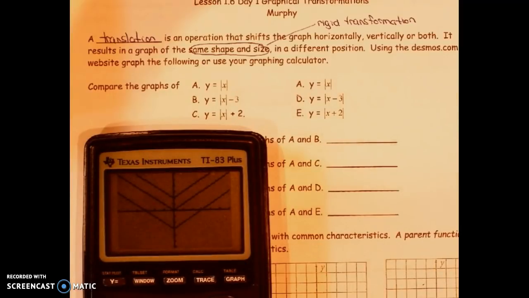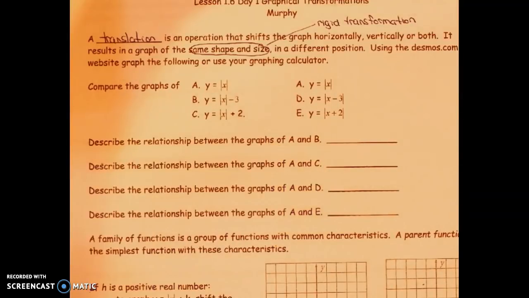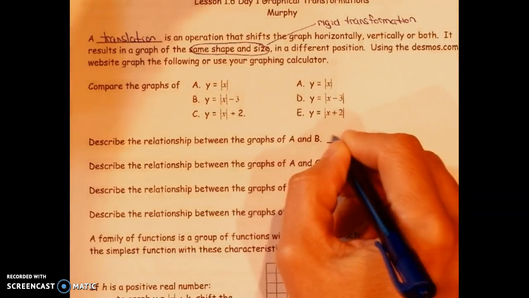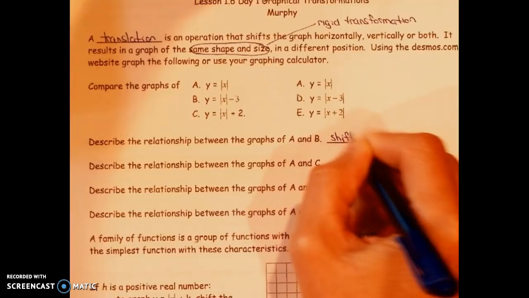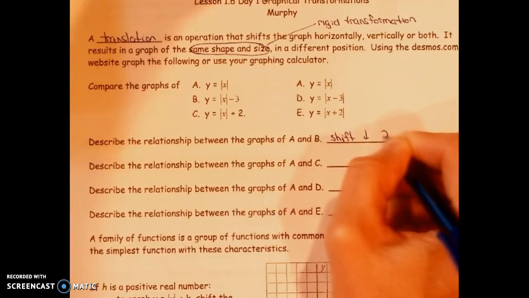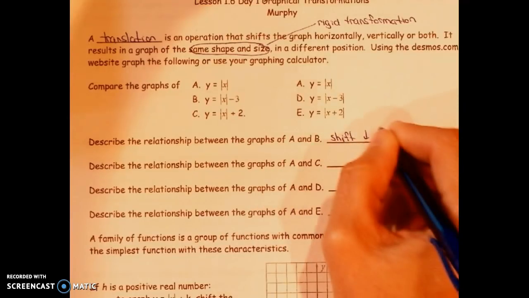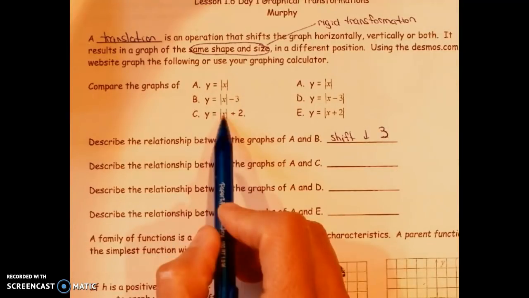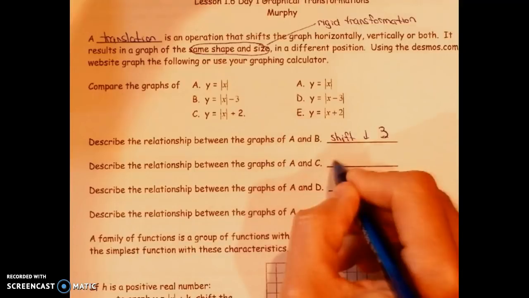So the first question wants to know what's the relationship between the graphs A and B. The graph has been shifted down 3. If I look at the graphs of A and C, that's the graph that shifted up 2.